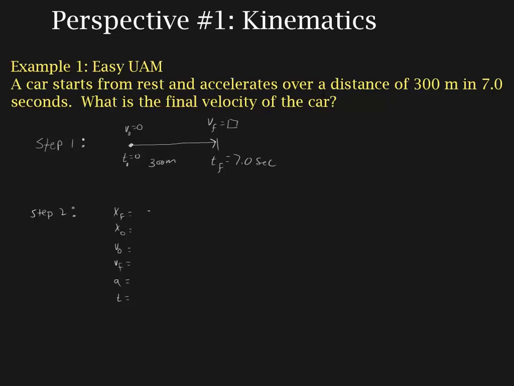Alright, so the final position and the initial position together form the displacement. So I'm going to label that as d and just write it as 300 meters. Now, if you wanted to, you could have made the 300 meters go to the left, and that would have been a negative 300. The choice is yours, but way more often than not, you're just going to assume that it goes to the right unless otherwise indicated. V initial, we're told, is 0. V final is what we're looking for. The acceleration is an unknown quantity, so I use a question mark. And the time interval is 7.0 seconds.